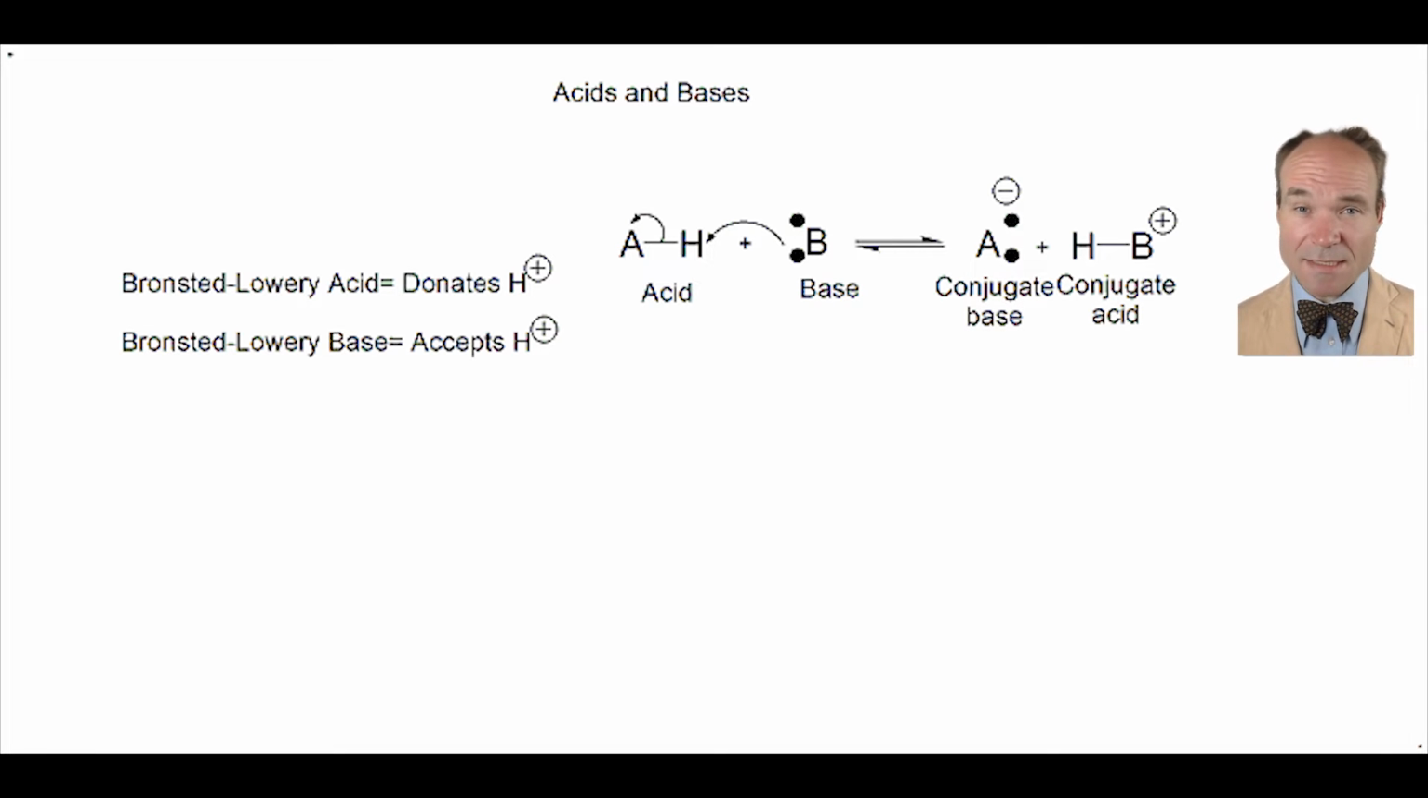The conjugate acid is neutral if the base is negative and positive if the base is neutral. The conjugate base is neutral if the acid is positive and negative if the acid is neutral.